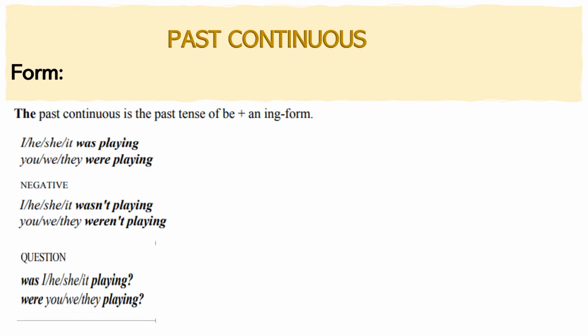Let's have a look at the forms now. How do we form positive sentences, questions, and negative sentences in the past continuous tense? The past continuous is the past tense of the verb to be plus an ing form. I, he, she, it was playing. You, we, they were playing.